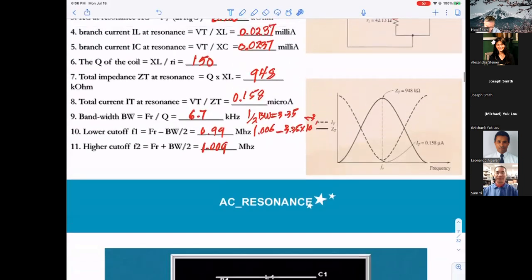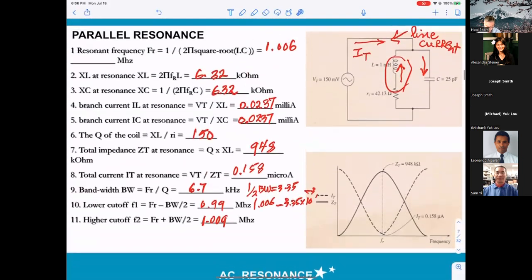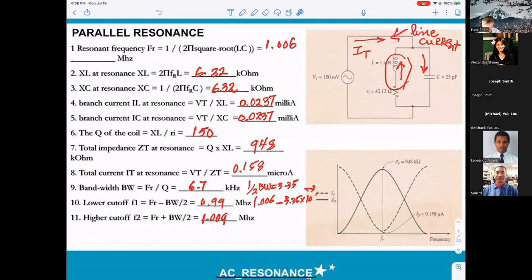Mr. Pham, is it right that ZT is equal to Q times XL? Right, ZT. We already did it. Q times XL equals 948 kilo-ohm. Yeah, the calculators are right. The bandwidth, you get 6.7?